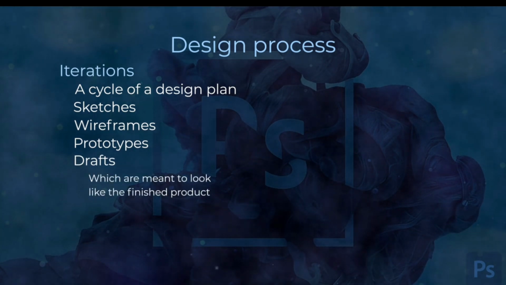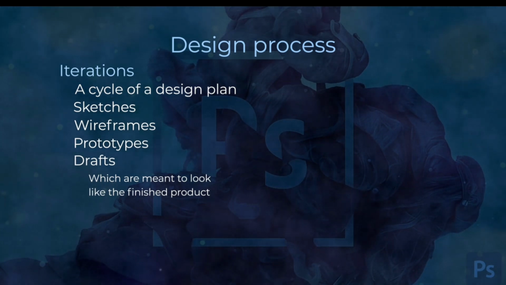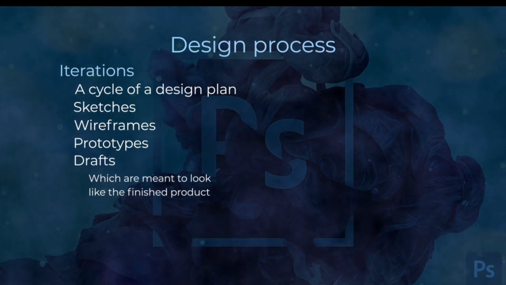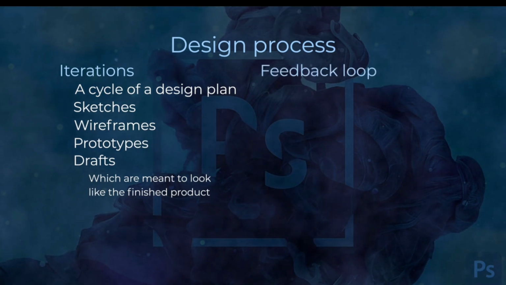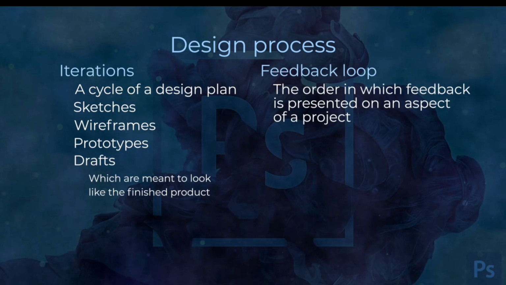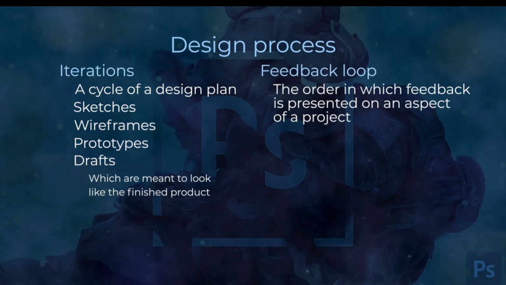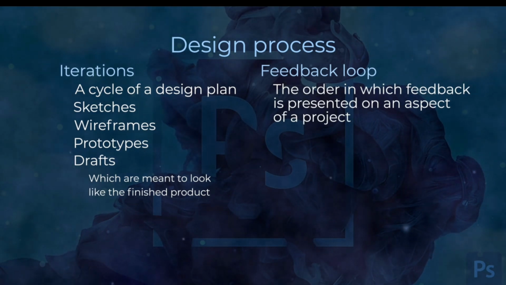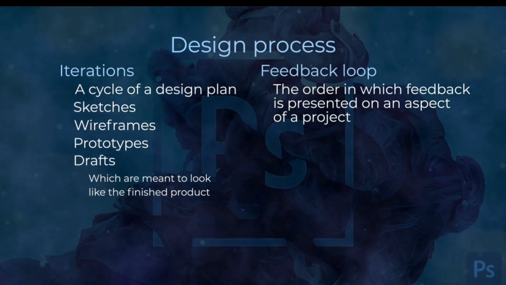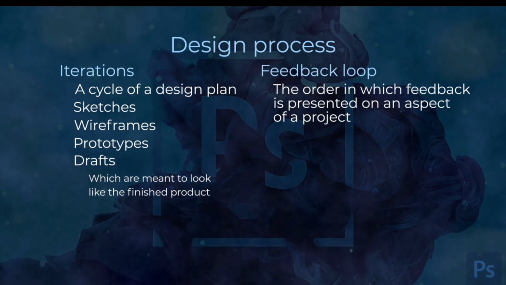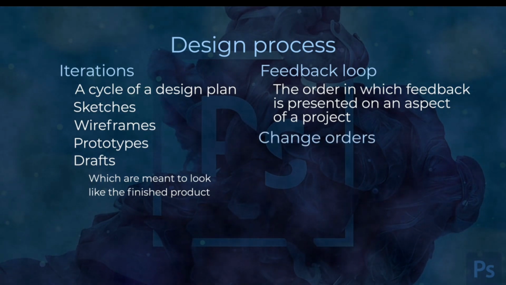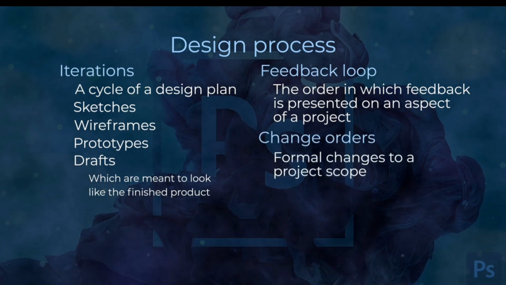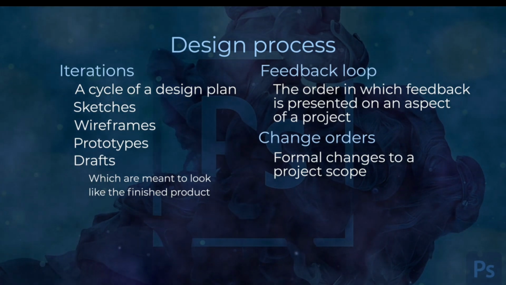As part of the design process, we also have change orders and a feedback loop that go somewhat together. A feedback loop is the order in which feedback is presented on an aspect of a project. For example, you may have peers first look at a prototype, and then the next step may be getting client feedback. Feedback usually will spur change orders on a project. Change orders are formal changes to a project scope, which we will define in the next topic.